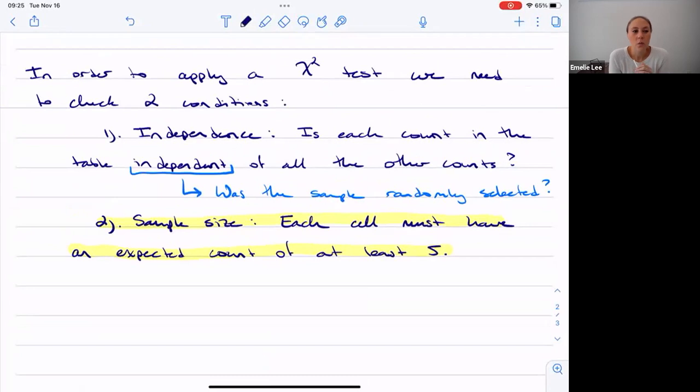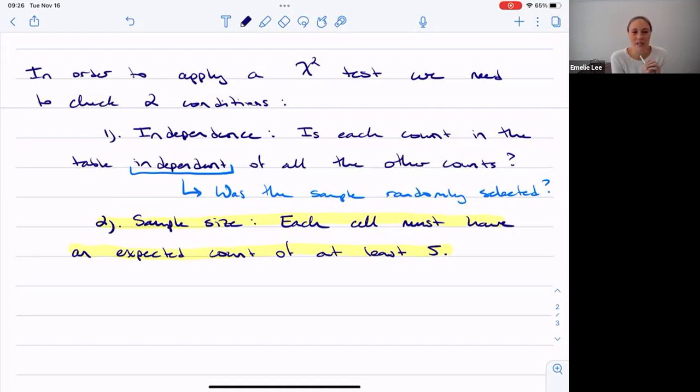So once we've checked the conditions, then we can go ahead and state our null and alternative hypotheses either before checking the conditions or after. It doesn't really matter, but I like to get it out of the way before I state them. So I kind of went out of order here, but that's okay.